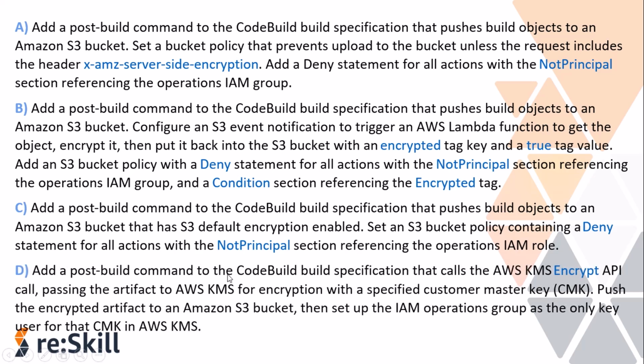Add a post build command to the CodeBuild specification that calls the KMS encrypt API call, passing the artifact to the KMS for encryption. So you would have got the idea by now. What is the difference between all these options?